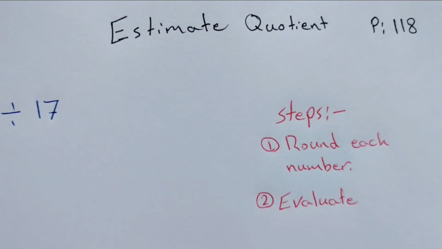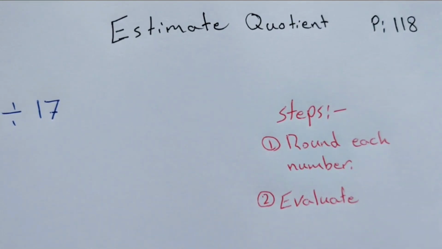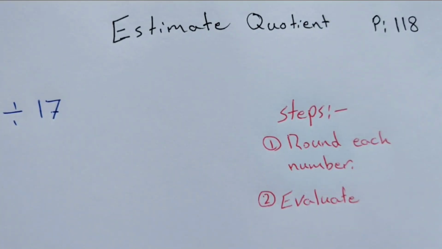In this video, we're going to talk about estimate quotient. Now, for estimate quotient, we only have two steps. First, we round each number, which means we round the dividend and the divisor. Then we evaluate. Evaluate means solve, but in this case, since we have a division, we will divide it.